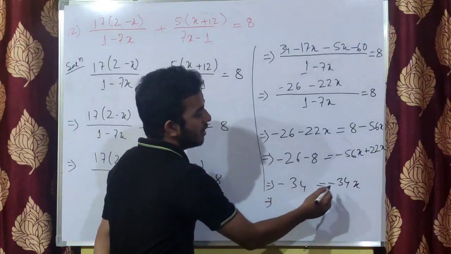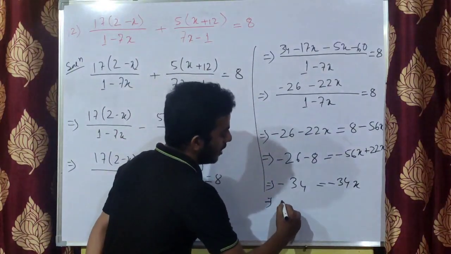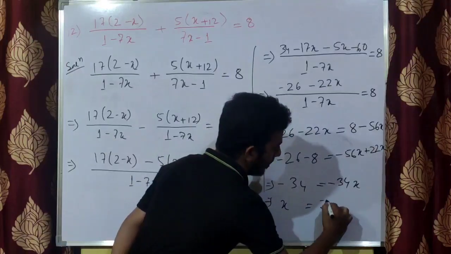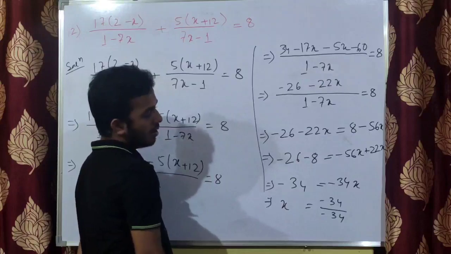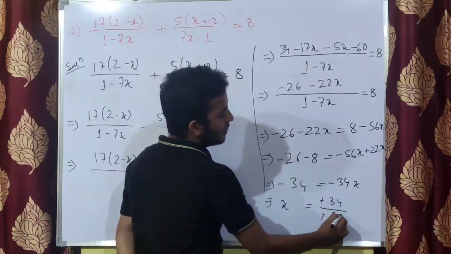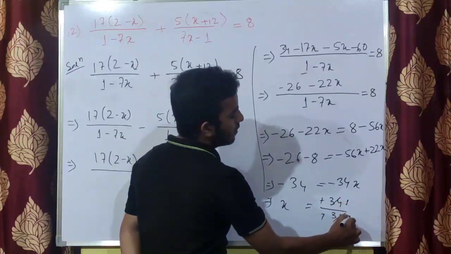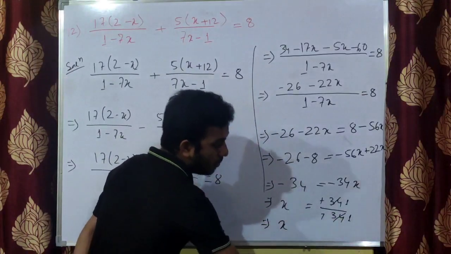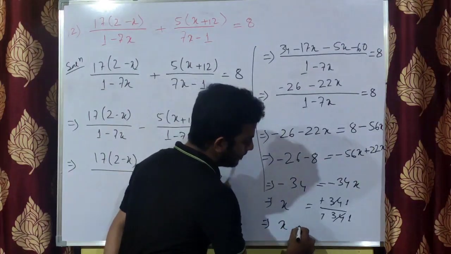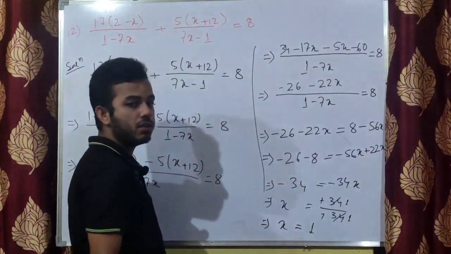So if we change the side 34 to this side, it will be x equal to minus 34 by minus 34, right? So minus minus cancel, 34 34 also cancel, what left? 1. Okay, therefore 1 divided by 1 is how much? 1. Therefore value of x is 1.